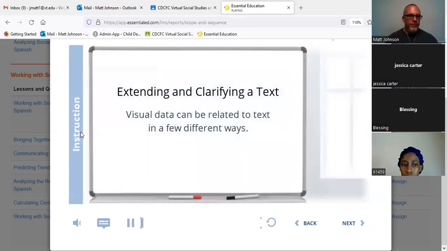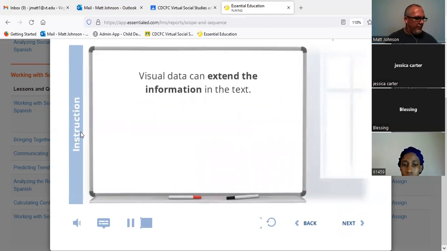Visual data can be related to text in a few different ways. It's your job to understand the relationship. Sometimes visual data can extend the information in the text. That means it gives more information on the topic.